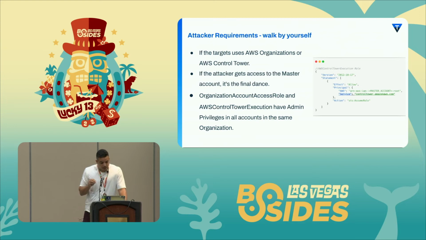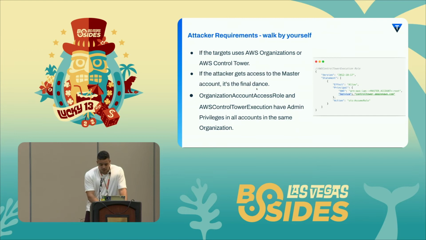So if an attacker gets access to the master account, he will know, by just doing an organizations list, the number of the accounts he has, and he can also jump from the master account to any other account, because he already knows the roles for that, like OrganizationAccountAccessRole or AWSControlTowerExecution.